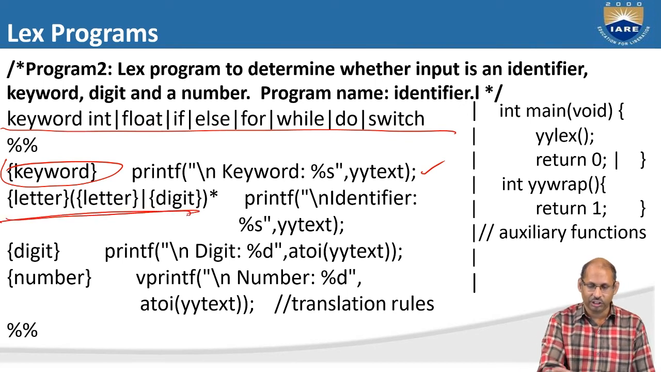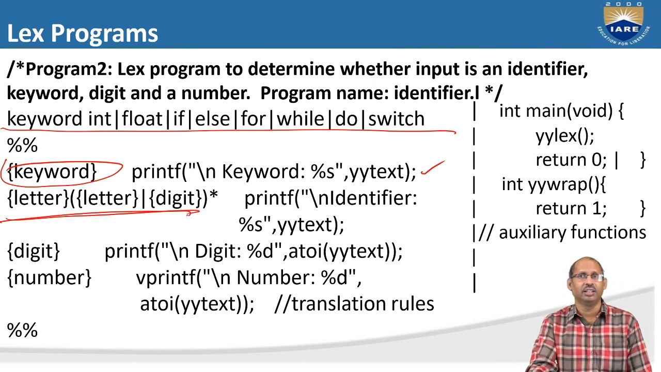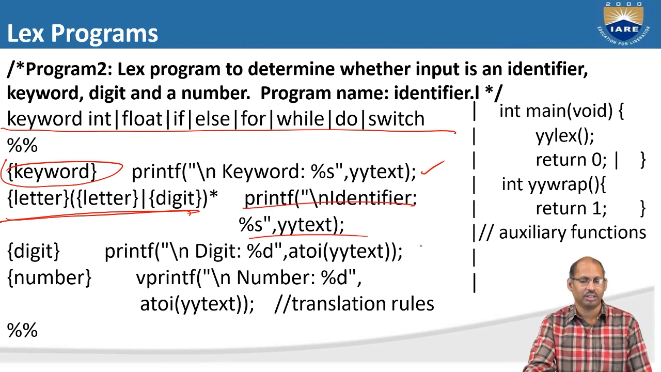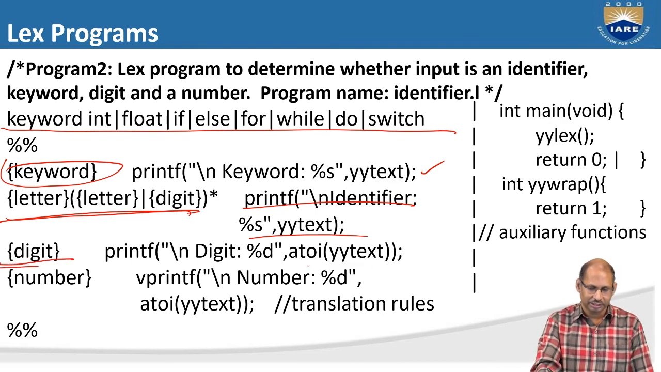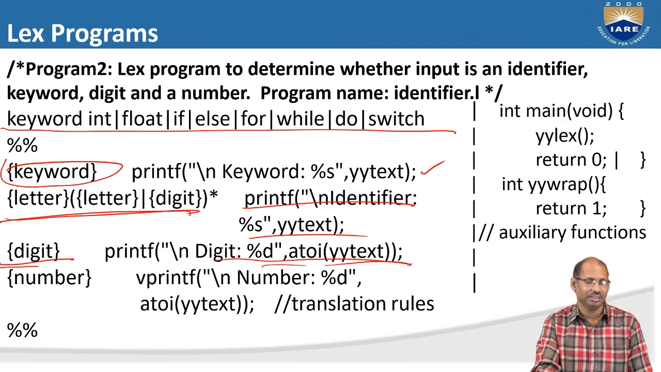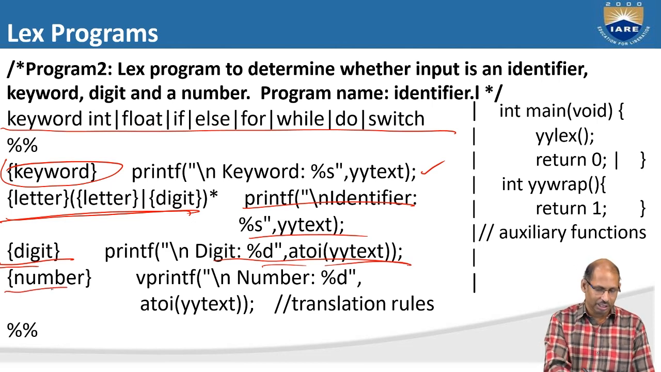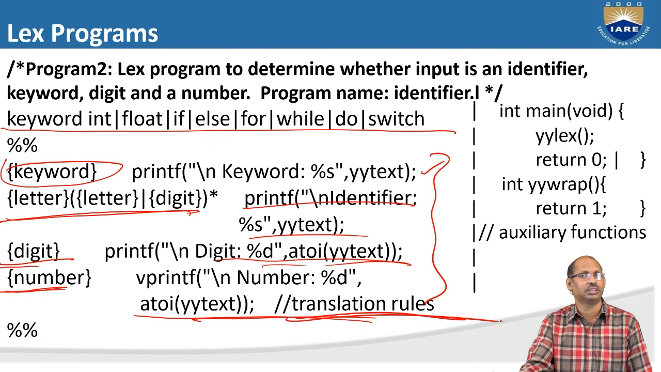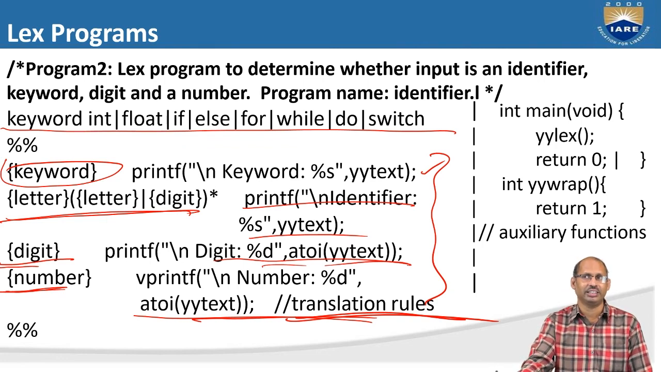Here this is for the identifier. If the input sequence of characters, the lexeme, is matched with this pattern, then we printf that it is an identifier. Then if it is a digit, we simply print digit. If it is a number, then we print number. So this second part is the translation rules section.